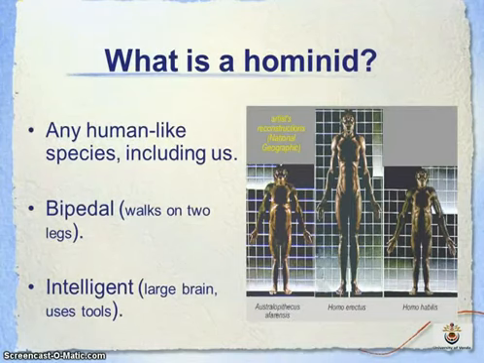So we can define a hominid as any human-like species, including ourselves. That is bipedal, it means that it walks on two legs, and also intelligent, meaning that it should have a larger brain size in respect to its body ratio.